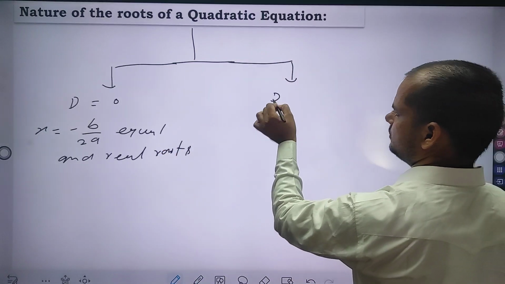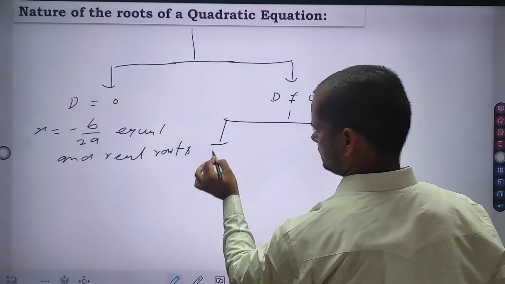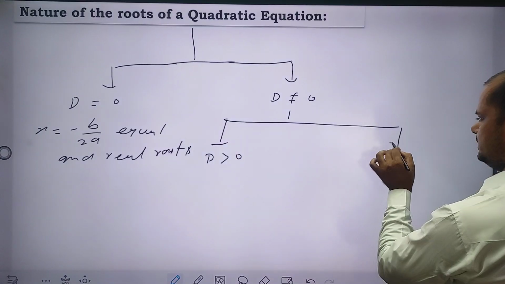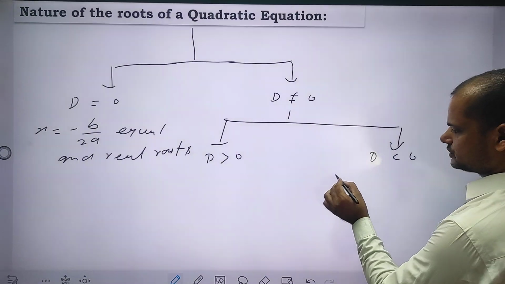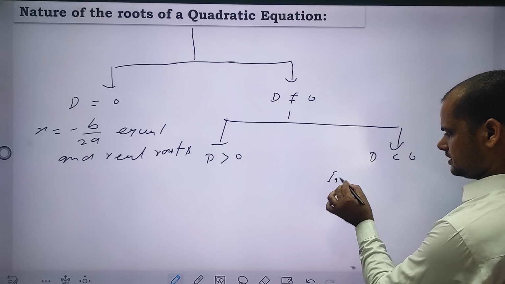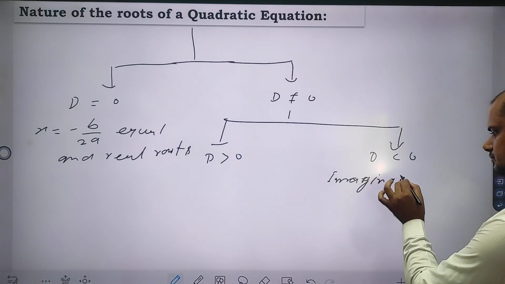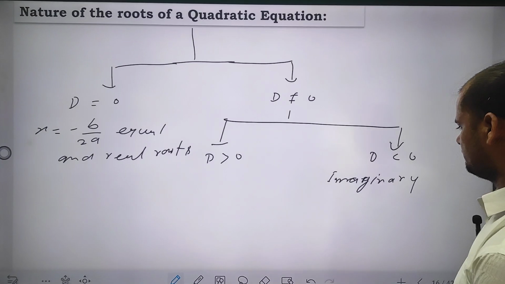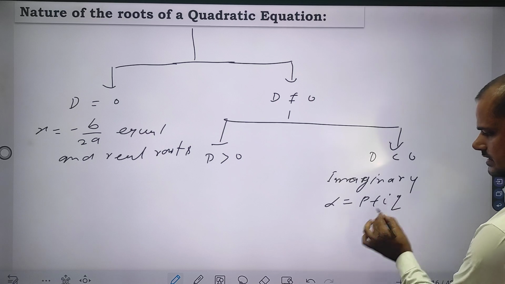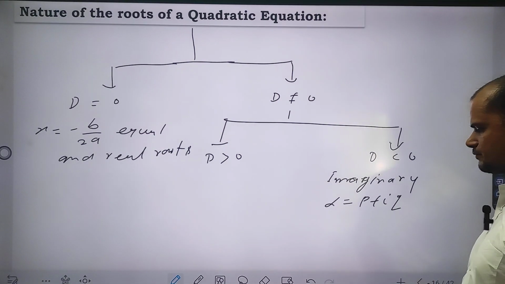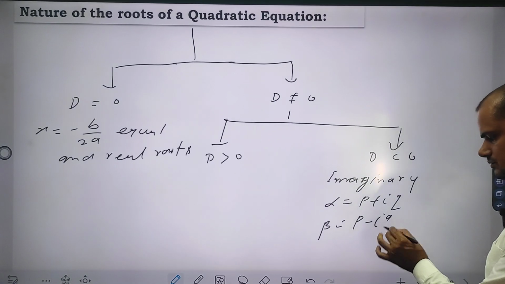And if d is not equal to 0, then there are also two conditions, d greater than 0 and d less than 0. If d is less than 0, then roots are imaginary. Let the first root be p plus iota q. Then the second root will be the conjugate of p plus iota q, that is p minus iota q.